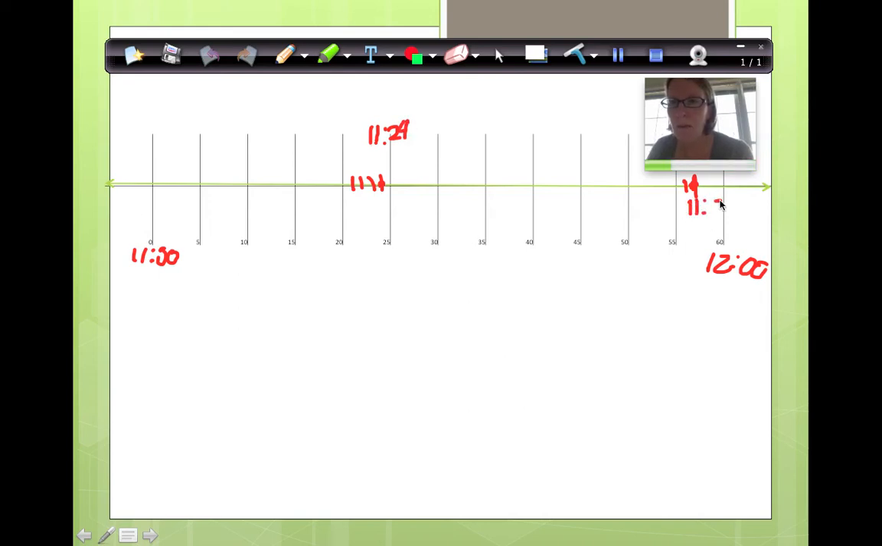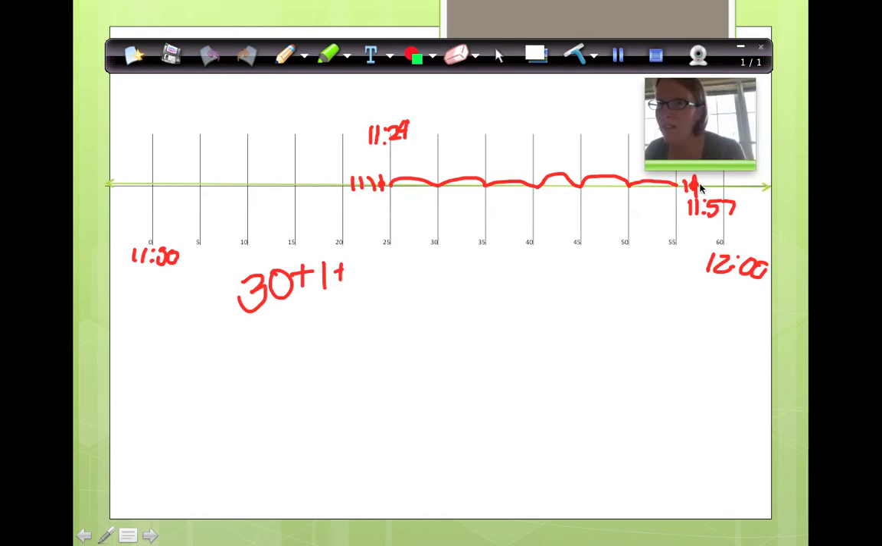Well, let's first start by counting by fives. Okay, here we go. 5, here's 5, 10, 15, 20, 25, 30. Okay, so we've got 30 here. Now, how many more minutes between 11:24 and 11:25? That's 1 minute, right? Okay. How many minutes between 11:55 and 11:57? Oh, that's 2 minutes, right? Because we also know that 7 take away 5 is 2, so that's another way to check. So we have 2 minutes.